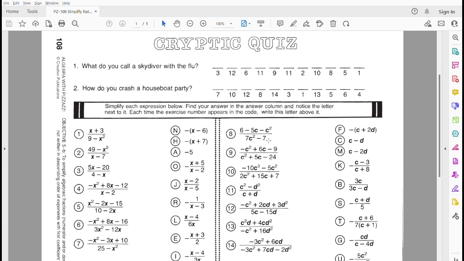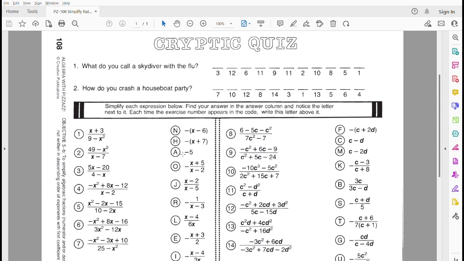For this one, we actually have two riddles we're trying to solve. We're trying to solve the riddle, what do you call a skydiver with the flu? And we're also trying to solve a completely unrelated one, how do you crash a houseboat party? So the idea here is we have these 14 different rational expressions that we have to factor out possibly and simplify. And we just have to match the answer with one of the letters to the right of the whatever problem set we're dealing with.